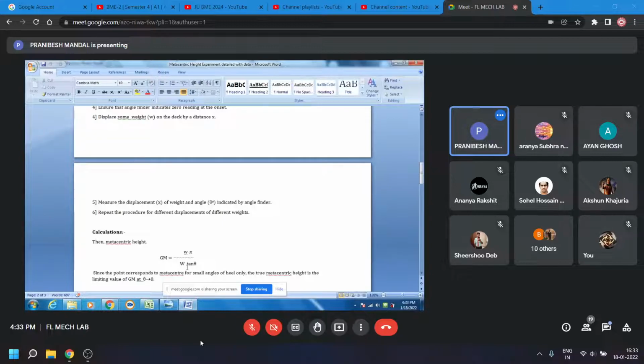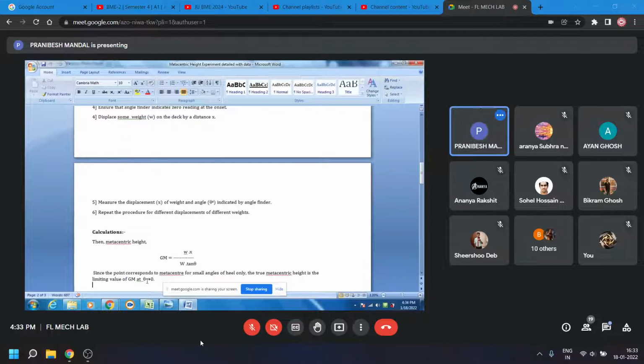Okay. Small w is the weight of the person displaced. As I told you at the onset, Shirshu is moving away at a distance x. And the vessel is tilted by a small angle theta. It can happen, yes or no? Yes sir. Then the GM will be given by small w x divided by capital W tan theta.